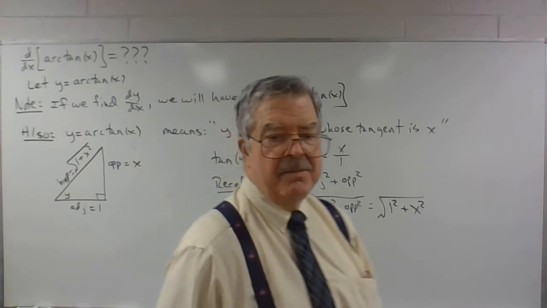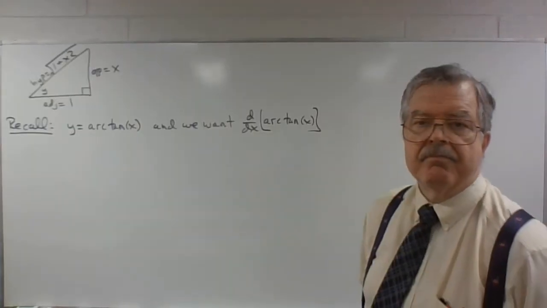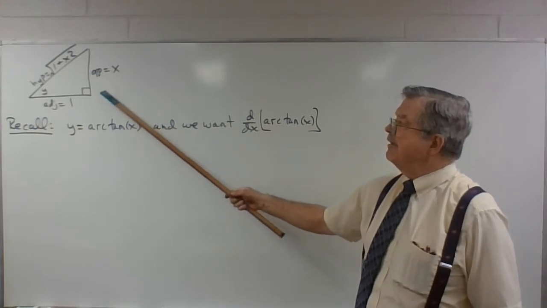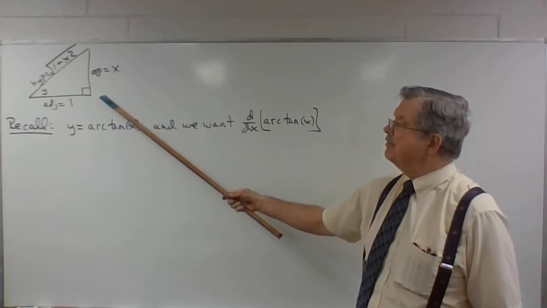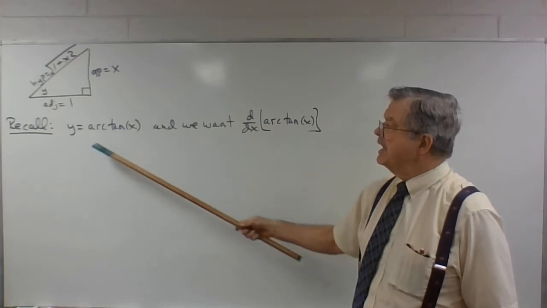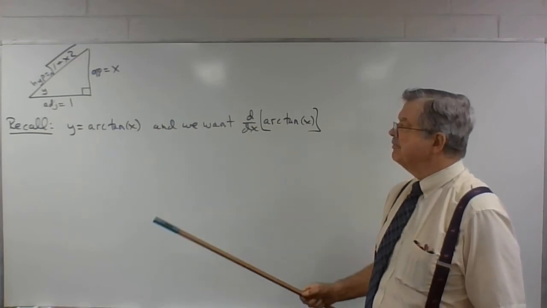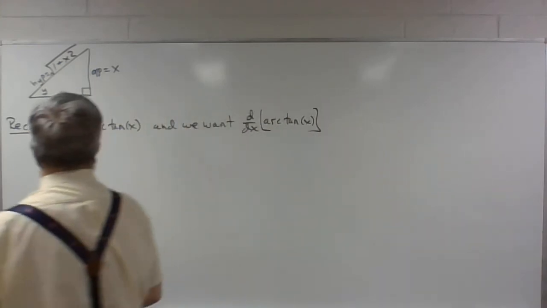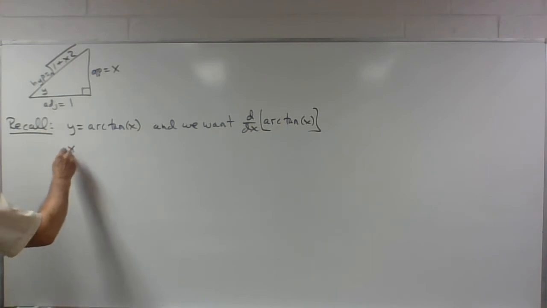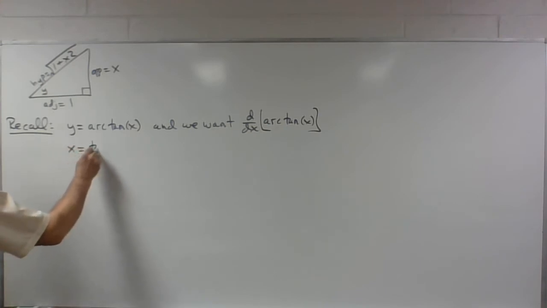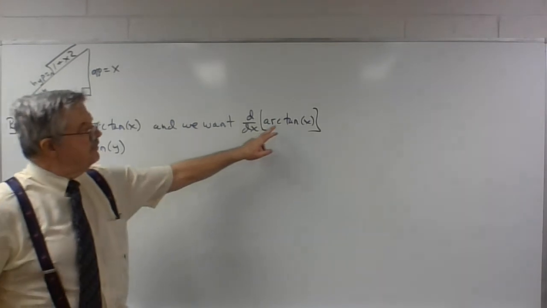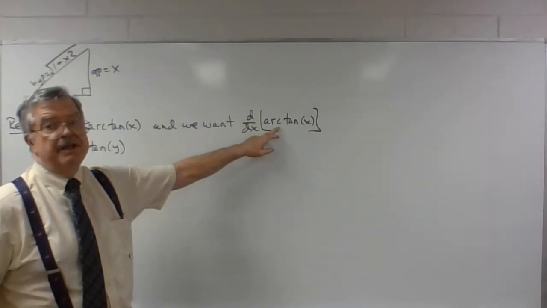Okay, let me clear up the board. Okay, here's where we're at. We have the right triangle that depicts the relationship y equals arctangent x, or equivalently, x equals tangent of y. And we're looking for the derivative of arctangent x.